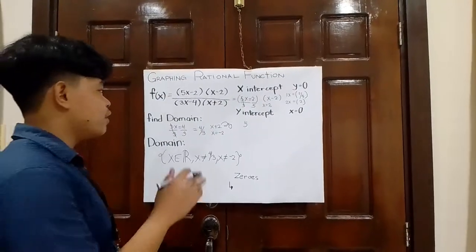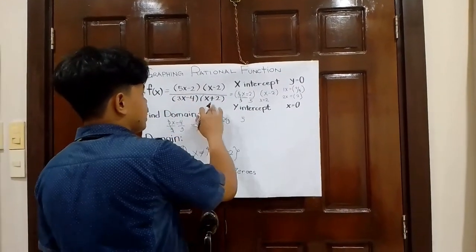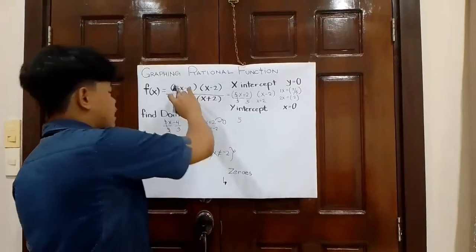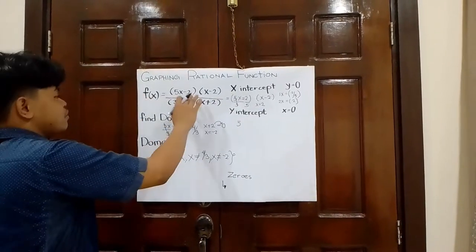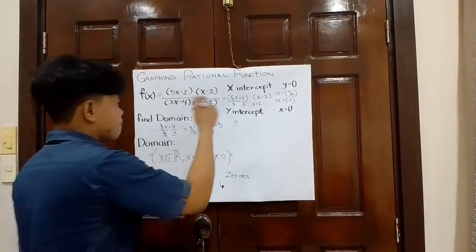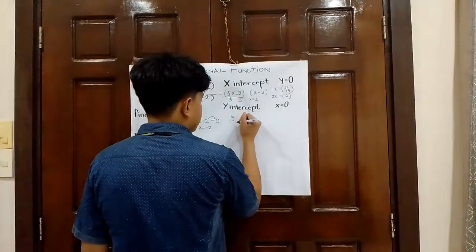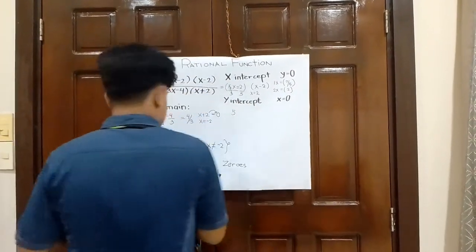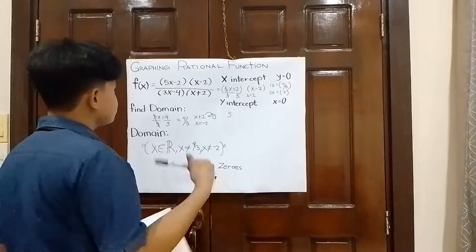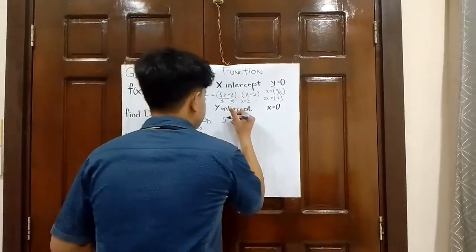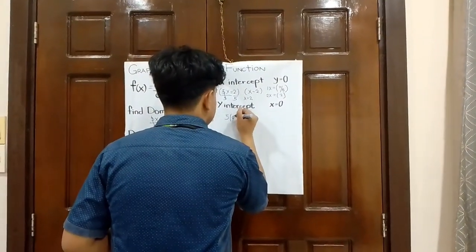For the y-intercept, we need to solve this. So x becomes 0 in 5x minus 2 and x minus 2. Sorry for the technical difficulty.